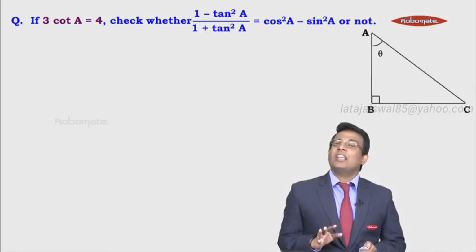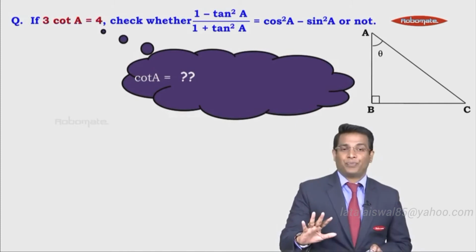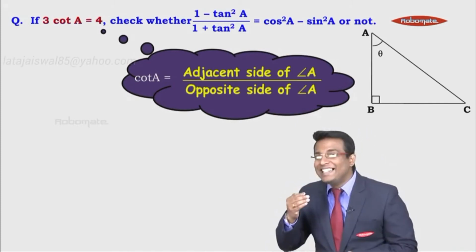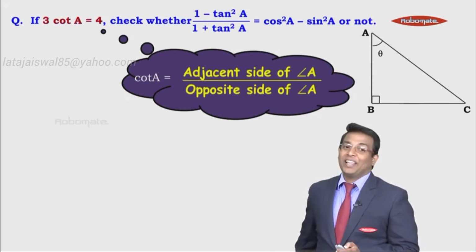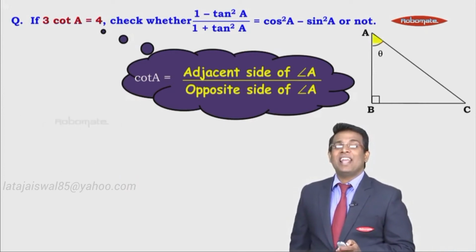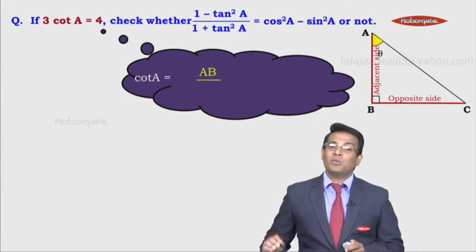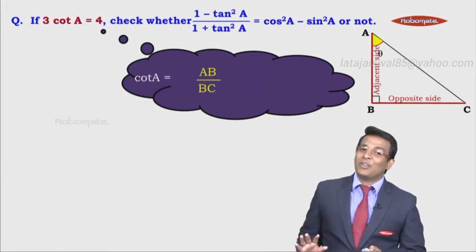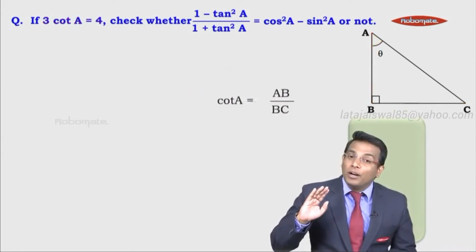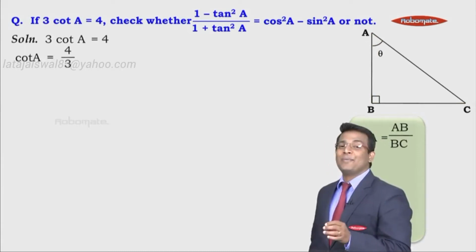Now we have one thing given to us, 3 cot A is equal to 4. So from that, tell me what is cot of A? Cot of A is equal to adjacent upon opposite. Adjacent of A is nothing but AB and opposite is nothing but BC. So we know cot of A is equal to AB upon BC. So we have cot of A, right? But what is given to us is that 3 cot A is equal to 4. So from this, what is cot A? It is equal to 4 upon 3, right?